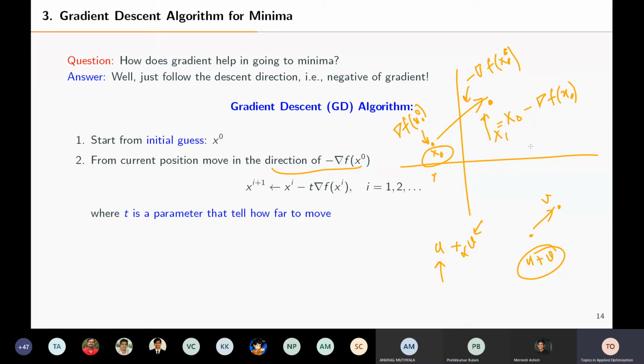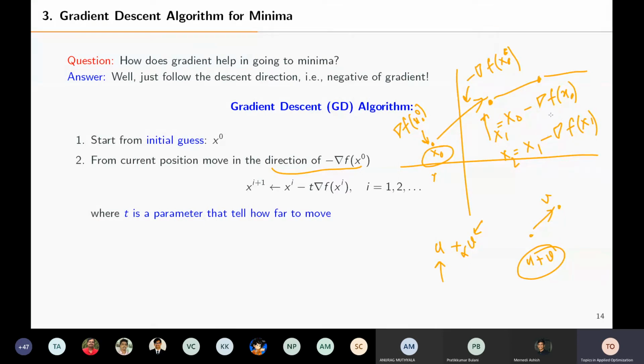Now at x1 you will compute the gradient, and then you will go in the negative gradient direction. So the next update will be x1 minus the gradient of f computed at x1. Then you reach some new point x2. This way you will keep following the gradient direction and you will reach some place.